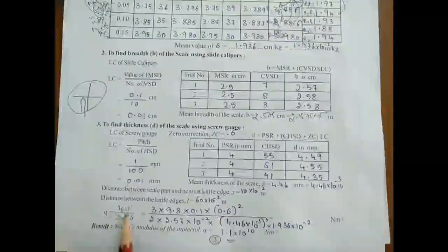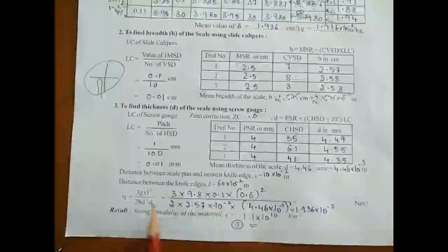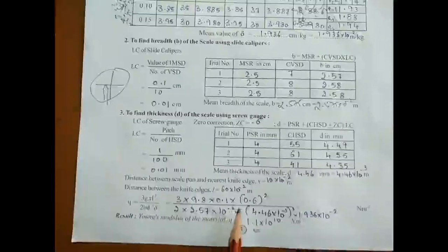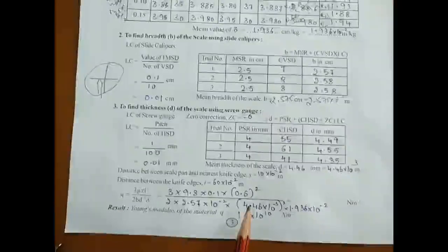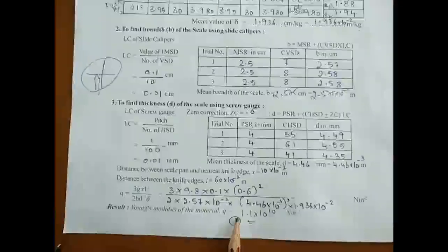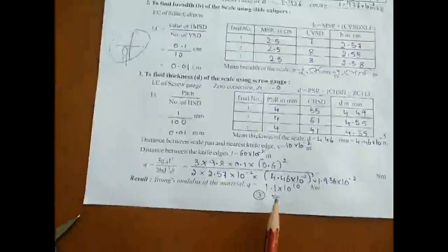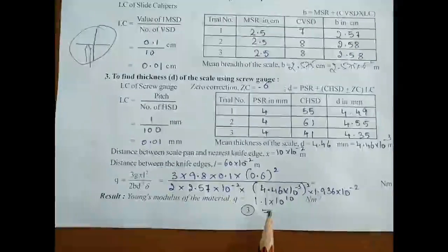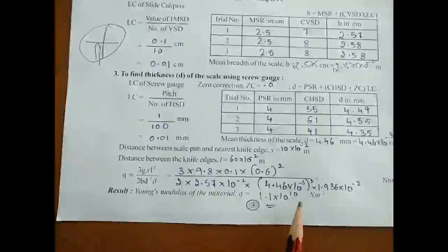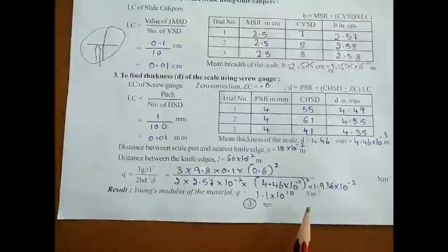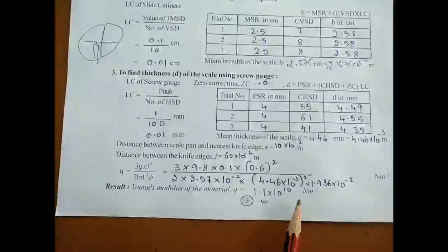Then substitute all the values and calculate the value of Young's modulus of this rectangular beam. The standard value for this wooden beam is 1 into 10 to the power of 10 Newton per meter square. You see, here you are getting 1.1 into 10 to the power of 10. Therefore, you take it as 1 into 10 to the power of 10 Newton per meter square.